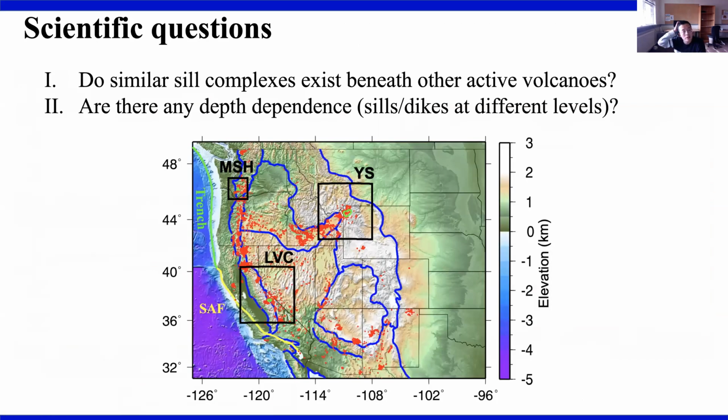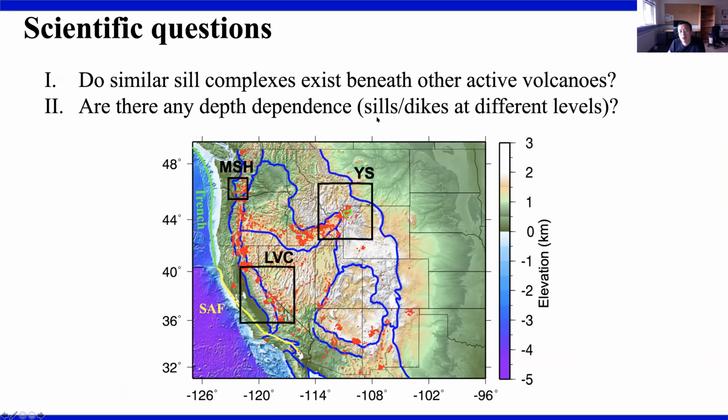To summarize the scientific questions we really address here by studying this volcano: do similar sill complexes exist beneath active volcanoes? Or the second question is, is there any depth dependence?